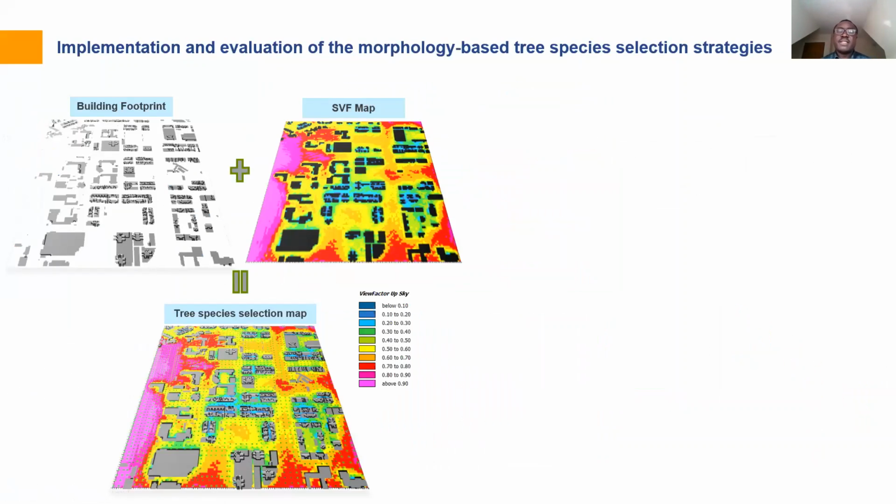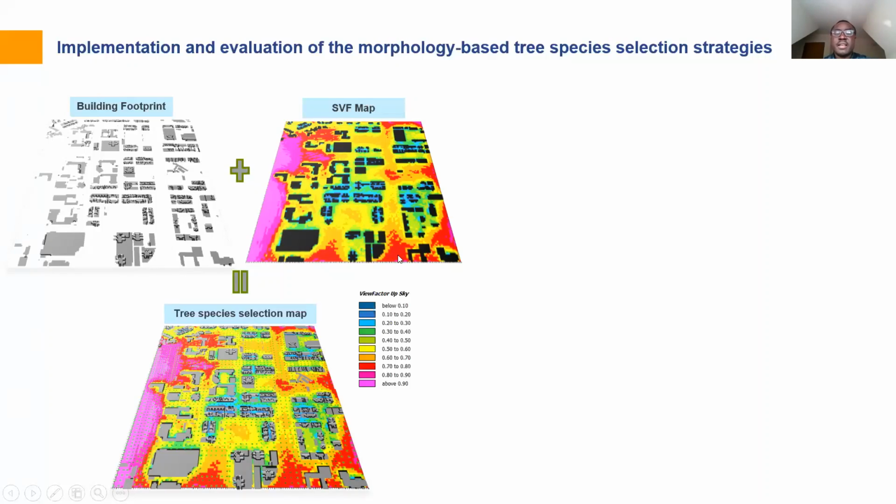So having derived that, that was like a parametric study, but now we have to test in a real urban environment. So we selected a particular location in Hong Kong where the sky view factor is actually variable. So in this environment, this is the building footprint. And with the building footprint, we can derive the sky view factor map.